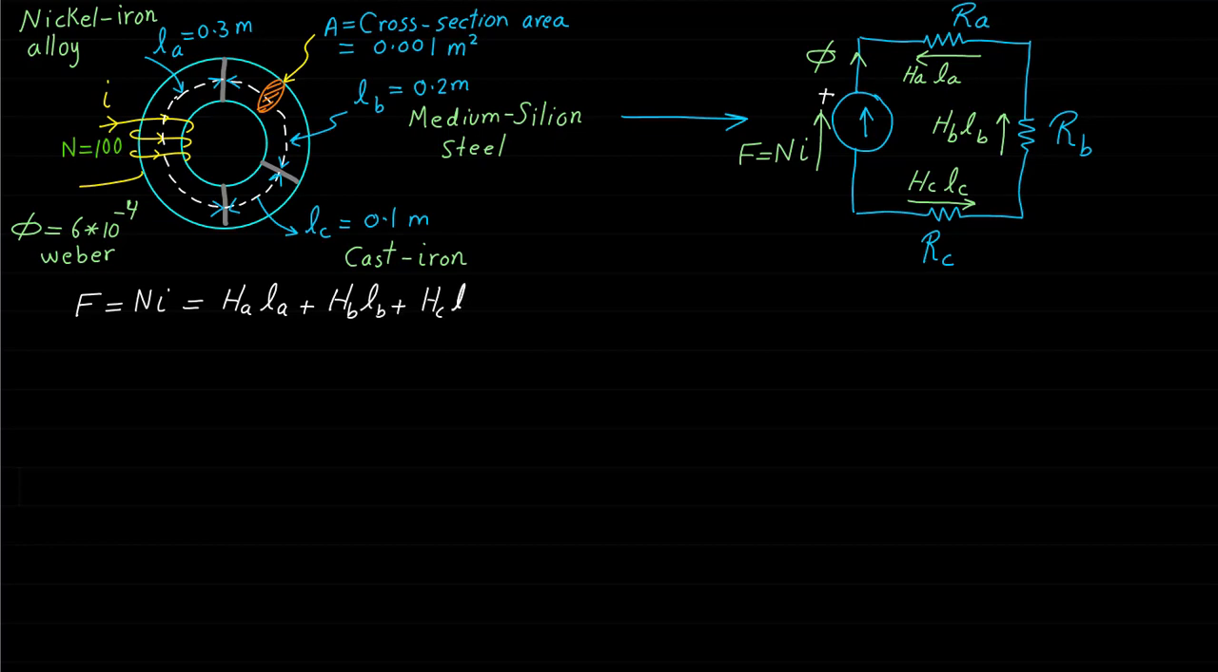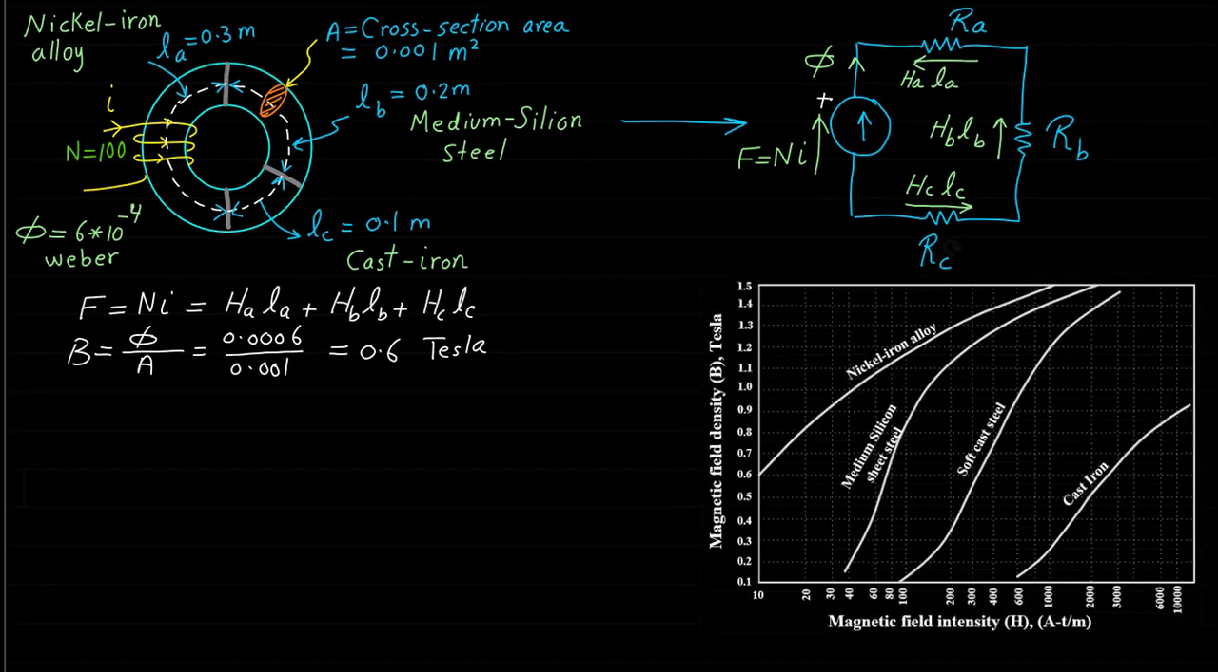Since the magnetic field phi and the cross-section area A are the same for all magnetic circuit sections, the magnetic field density B for this equivalent magnetic circuit is the same through the 3 magnetic materials and is equal to the following. Let's assume we have the BH curves of the 3 magnetic materials of the magnetic circuit as shown.